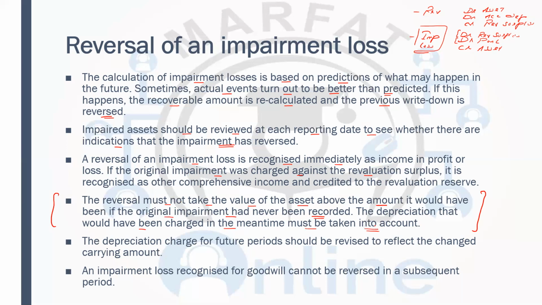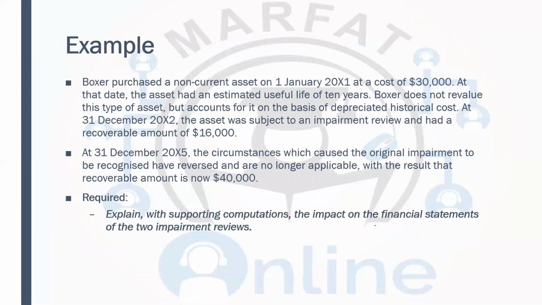Now, whenever you have a reversal of an impairment loss, remember, you have to calculate the carrying value now, and the carrying value had the asset not been charged any impairment. And you cannot take the asset beyond that. Now, again, I told you we have to do an example. Okay, we have an example over here.